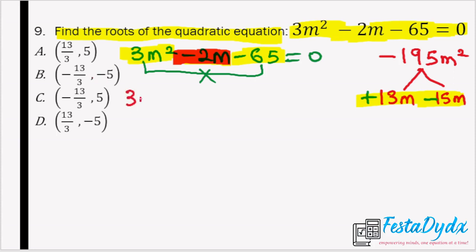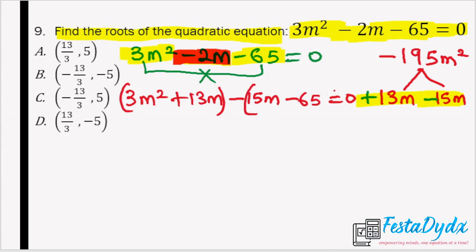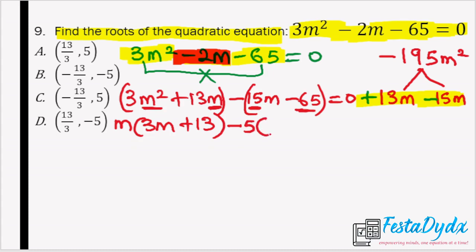So we'll have 3m squared plus 13m minus 15m minus 65 equal to 0. I'm going to group this in twos. Judging from the first one, the only thing that is common here is m. If I bring m outside, I'll be left with 3m plus 13. On the other side, 5 is common in 15 and 5 is common in 65. So we have minus 5 in a bracket.